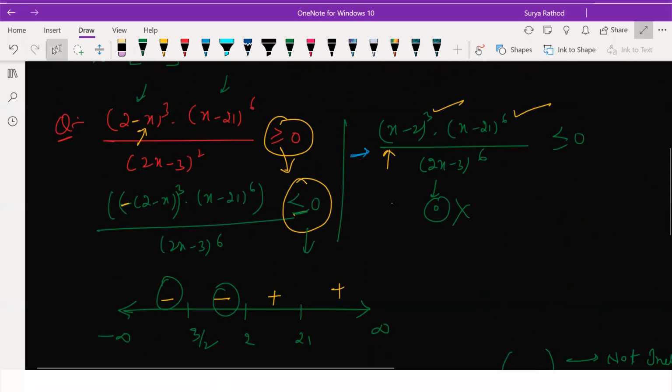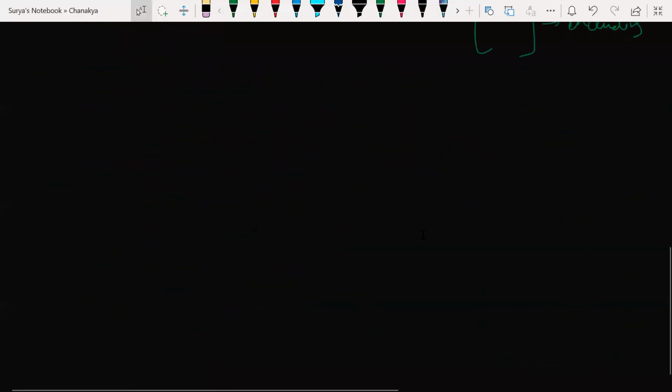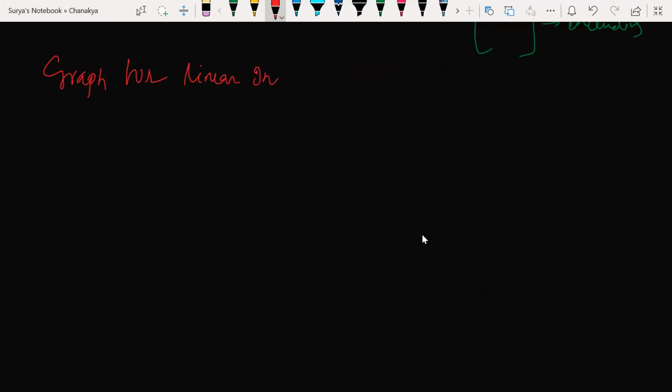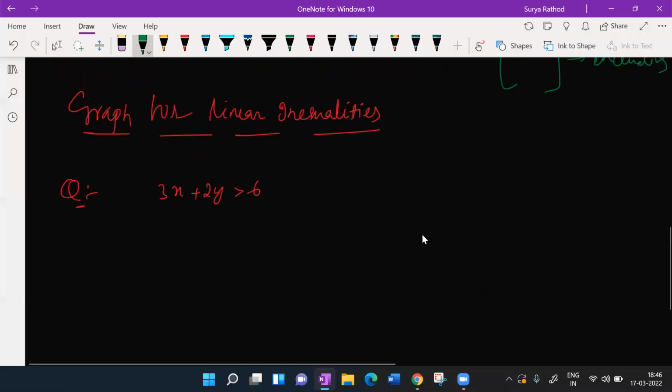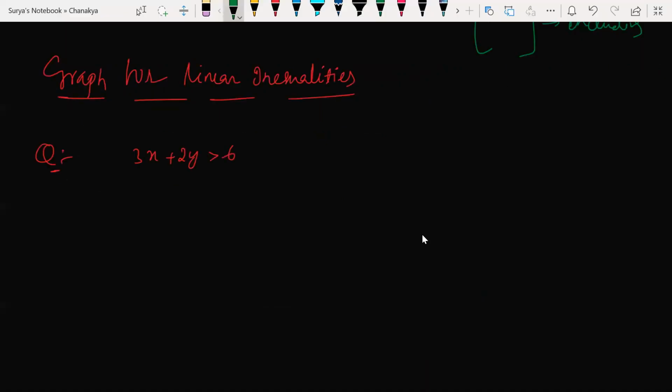Now, guys, look at this here. I'll tell you one important concept now. This is the Wavy Curve method, done. Now I'm going to teach you the graph for linear inequalities. Suppose in any question you have 3x plus 2y greater than 6. So basically, how do I represent this inequality on the graph?